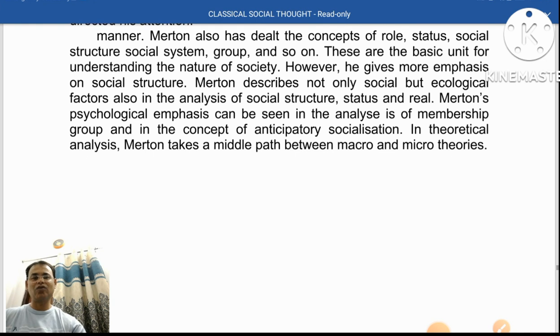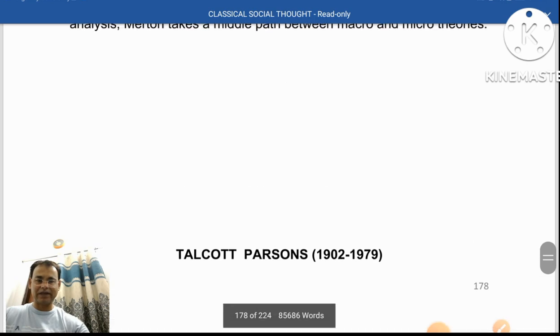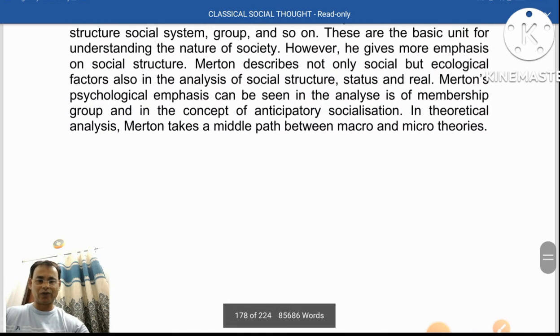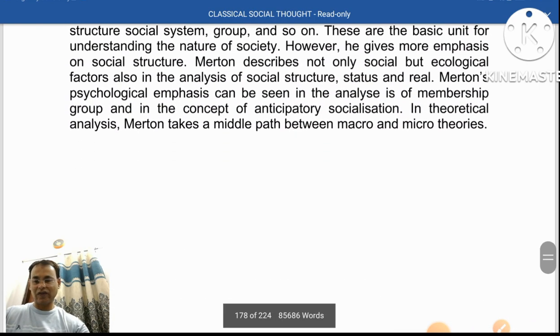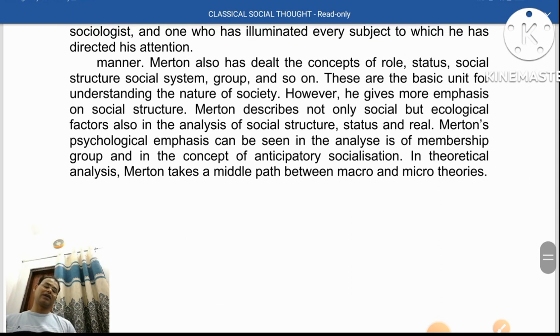However, he gives more and more emphasis to social structure. Merton describes not only social but ecological factors. So later on we will discuss social system and target person. So I think you have understood about Merton. Merton's main focus is on social structure.